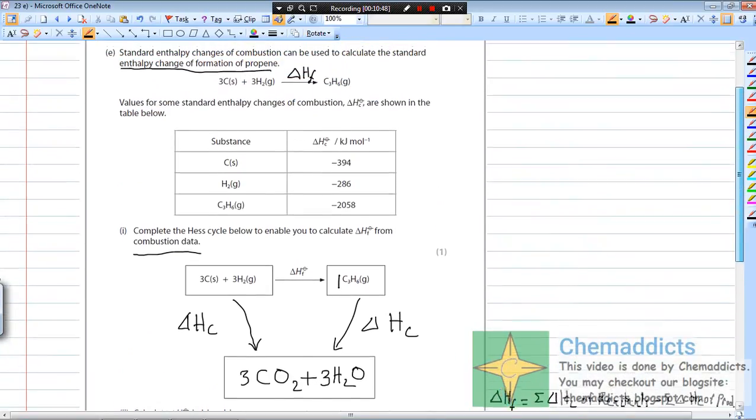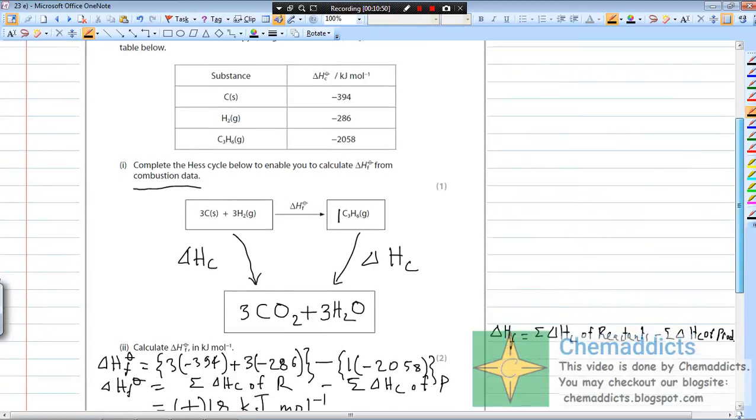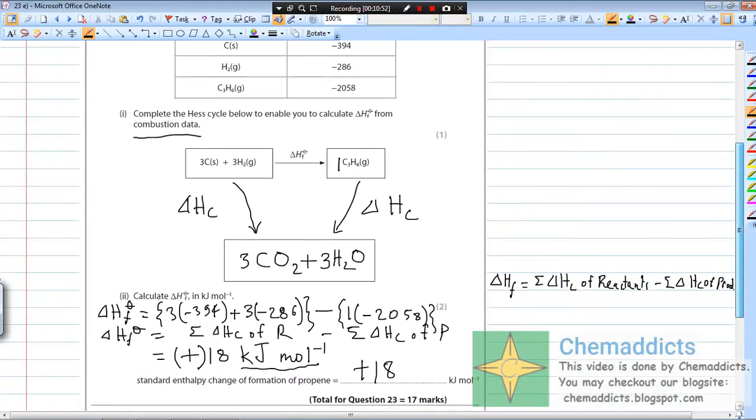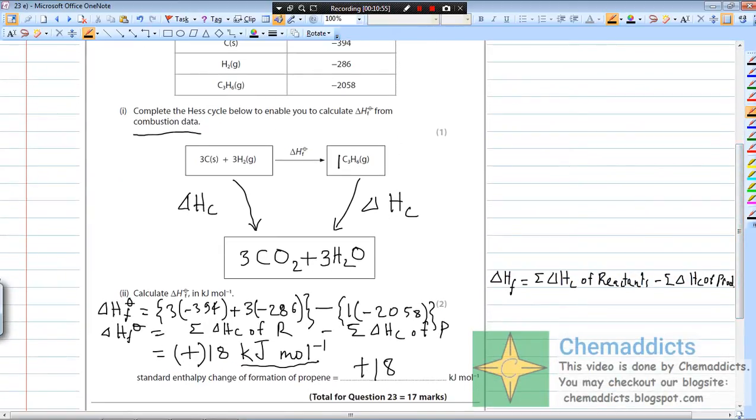And here they didn't mention anything about significant figures, so we will leave it like that. Okay, so that's the solution to this question. Well fellas, this is the solution to this question.